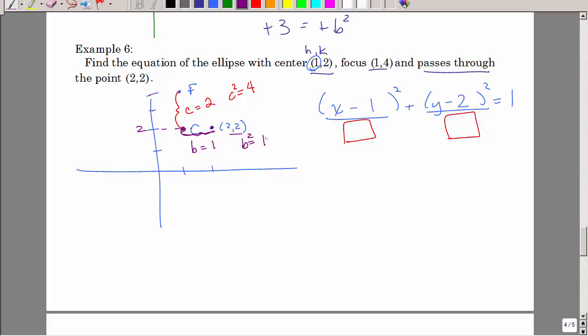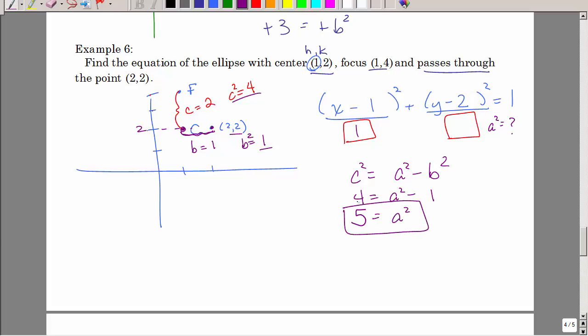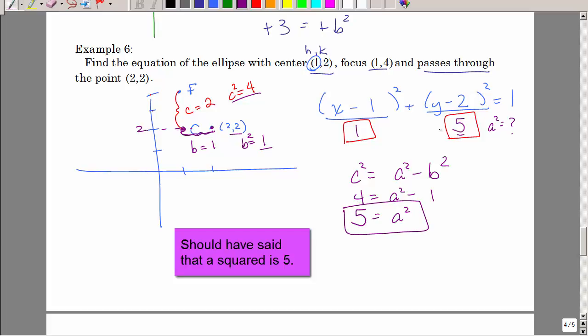And in what direction was that? Left or right or up and down? Left and right. So that goes underneath x. So I just need to know what a squared is. Going back here, so let's see, c squared is 4. I don't know a squared, and b squared is 1. So now I know that a squared is 3.